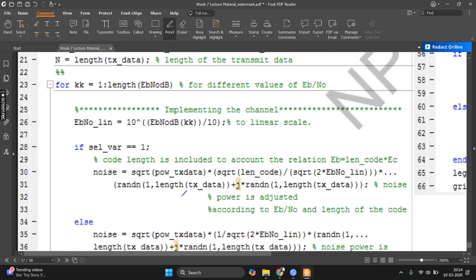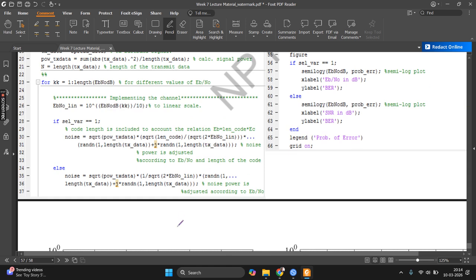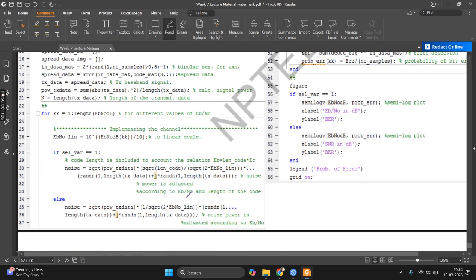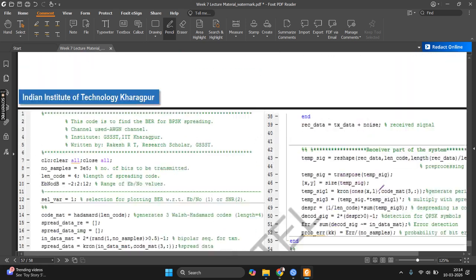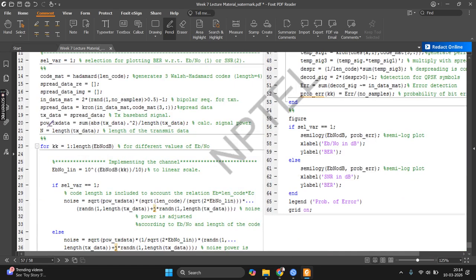You generate the noise. If it is Eb by N naught, that is one way of generating the noise. If it is SNR, that is another way of generating noise. So here the selection of variable is, one is Eb by N naught, two is the SNR. Since we have to plot Eb by N naught, it is 1. So we will do this to get the noise corresponding to the particular Eb by N naught, where the Eb you will get from the transmitted data power.